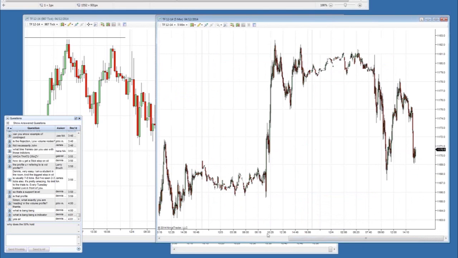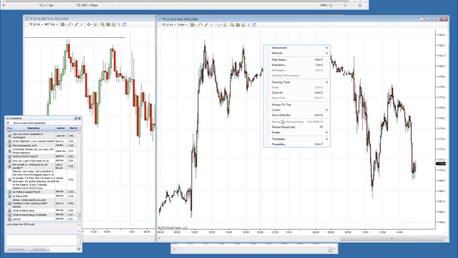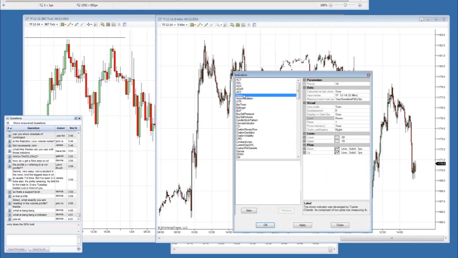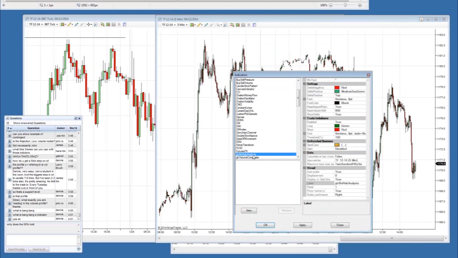First of all, let me show you what the tape is. I'll right-click, I'll go to templates. No, I'll go to indicators. I'll go to GTR bid-ask analysis.